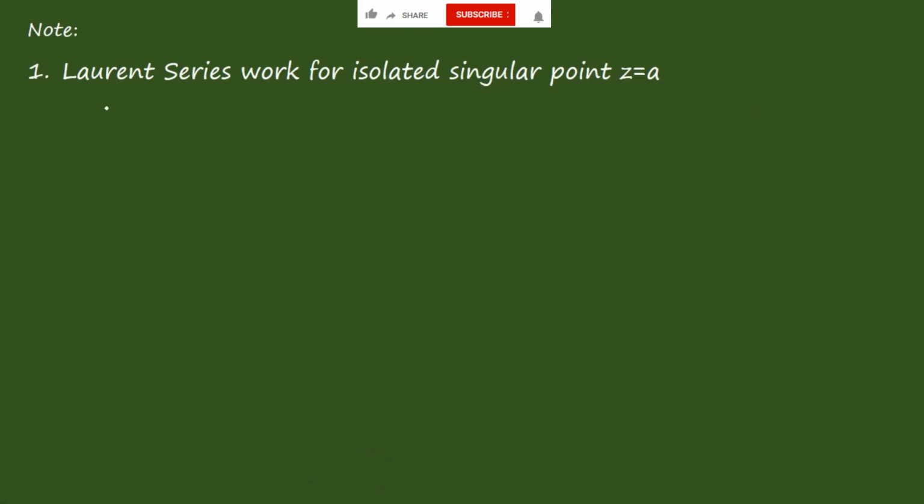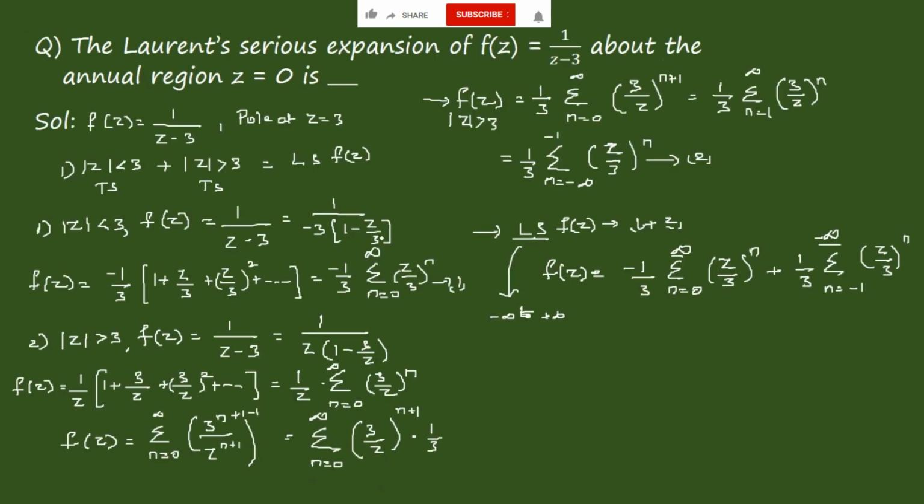Now coming to the notes on the points of the Laurent series. The first one is the Laurent series works for an isolated singular point z is equal to a. For this one, we have just solved a problem, that f of z is equal to 1 by z minus 3. So we can say that there is a simple pole at z is equal to 3, right? So we got a simple pole at z is equal to 3, right?